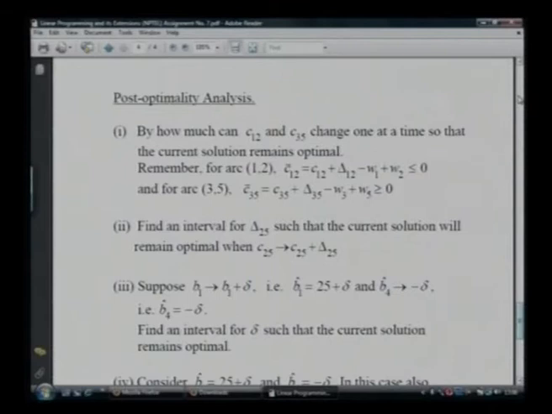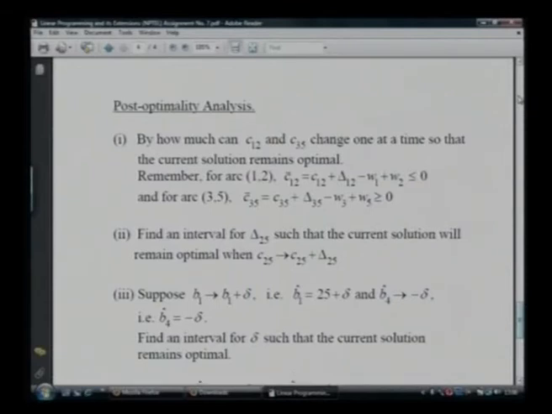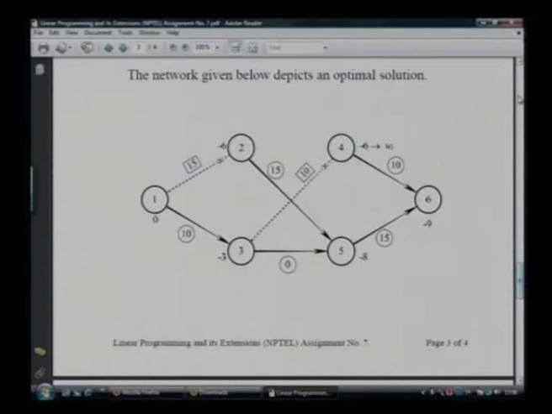Now, we will have to go back to the diagram here. 1, 2 is a non-basic arc at its upper bound. So, currently its C12 bar is less than 0, right, and so I am asking you by how much can it change, so that the current solution remains optimal. Suppose it goes up by delta 12, then you have the inequality C12 plus delta 12 minus W1 plus W2 should be less than or equal to 0.